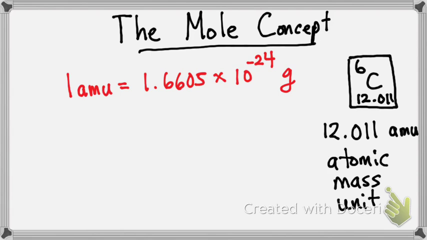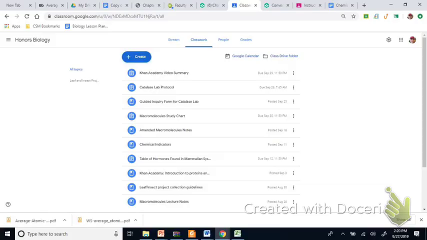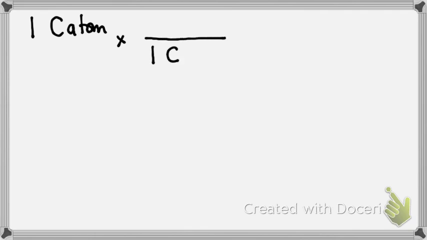What I would like to do now is to set up what the mole actually is and why it makes sense for us to use it in chemistry. So I'm going to start with a simple problem. We have one carbon atom. And we know from our AMU definition that one carbon atom is 12.011 atomic mass units. Carbon atoms cancels. Notice this is dimensional analysis like we've been doing.